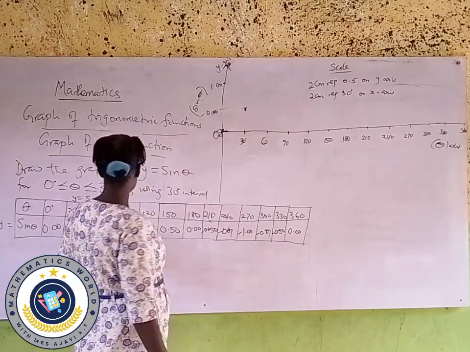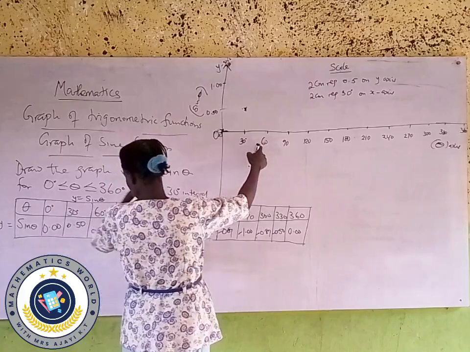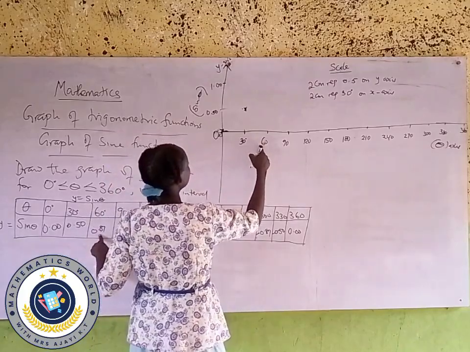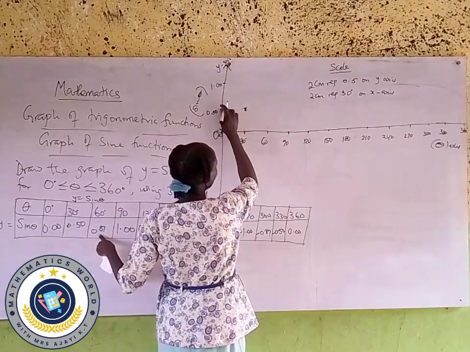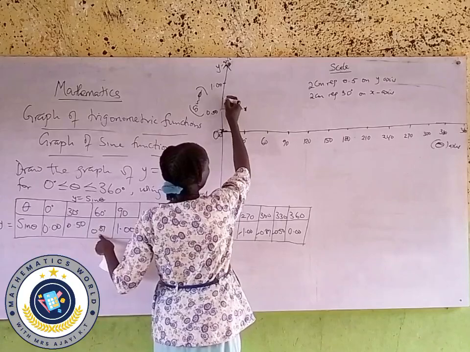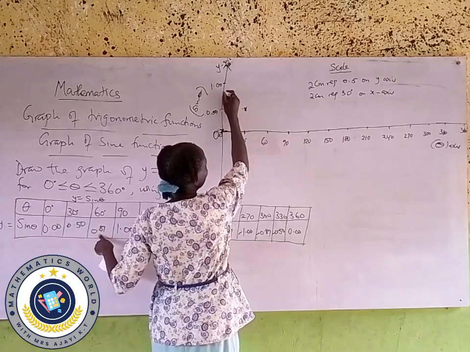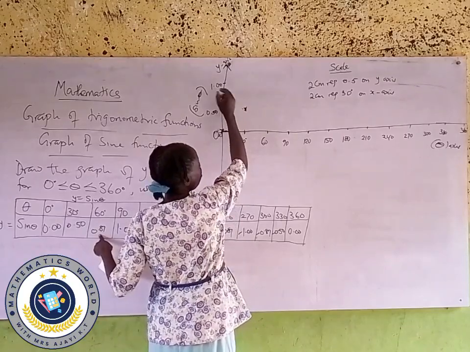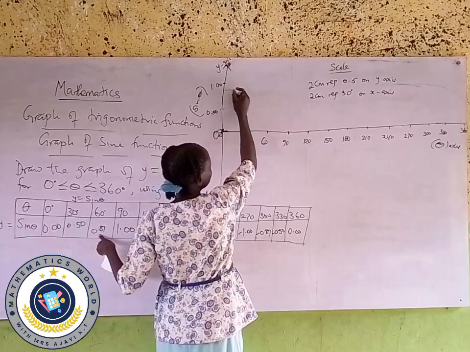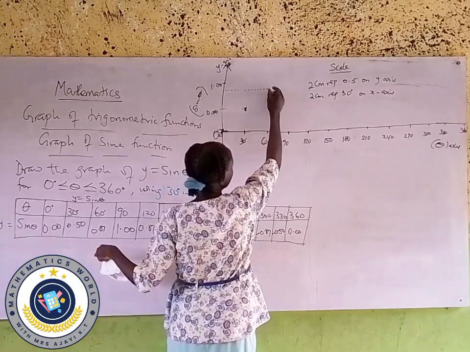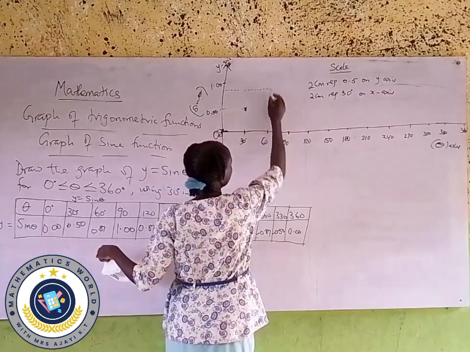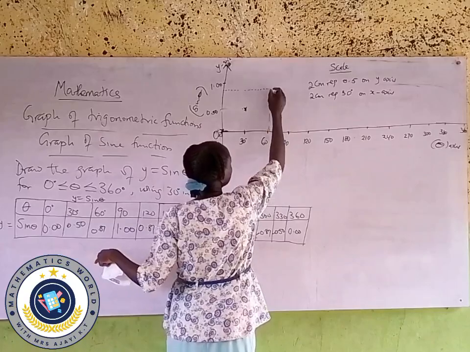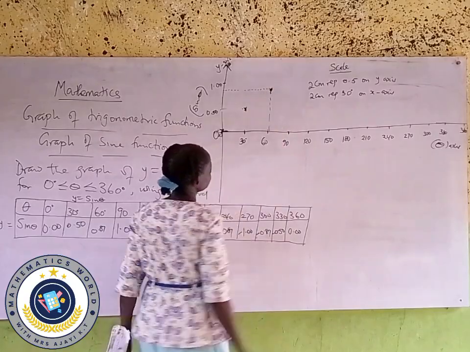Next one, when theta is 60, this is 60. You are having sine 60 to be 0.87. This is 0.5, 0.6, 0.7, 0.8. So the 0.87 we almost get to 0.8. So we have this, meeting this. We have that.